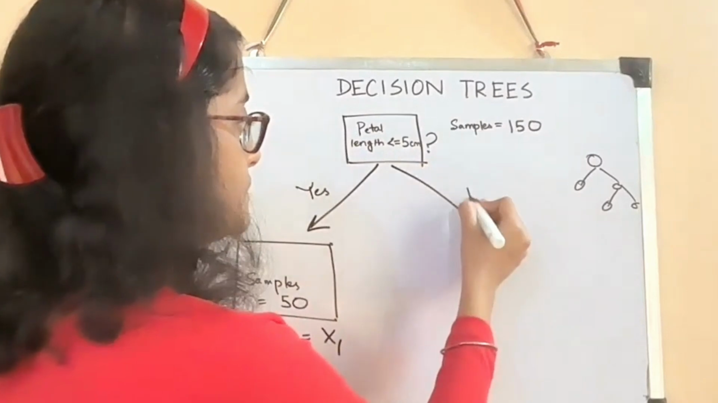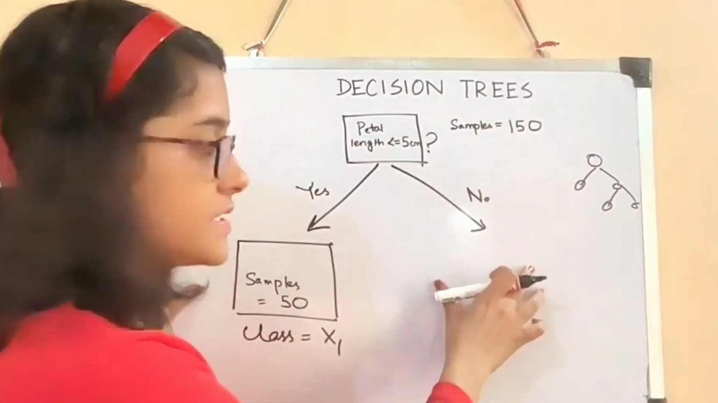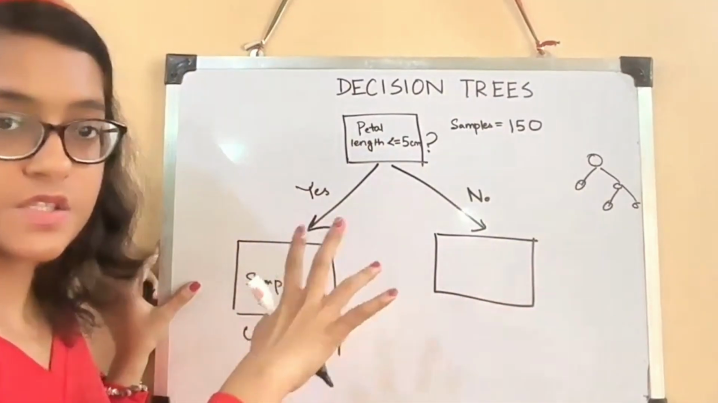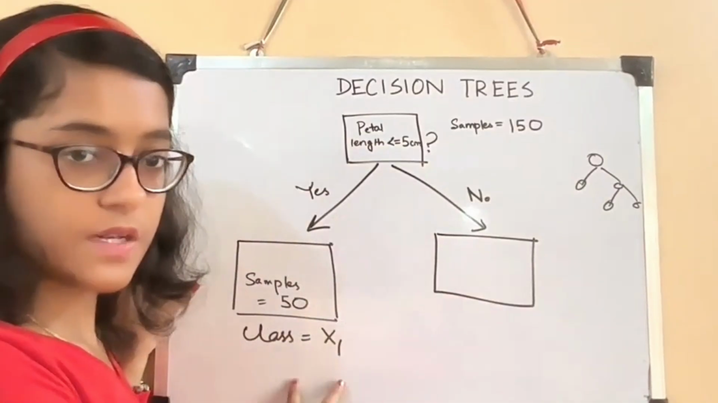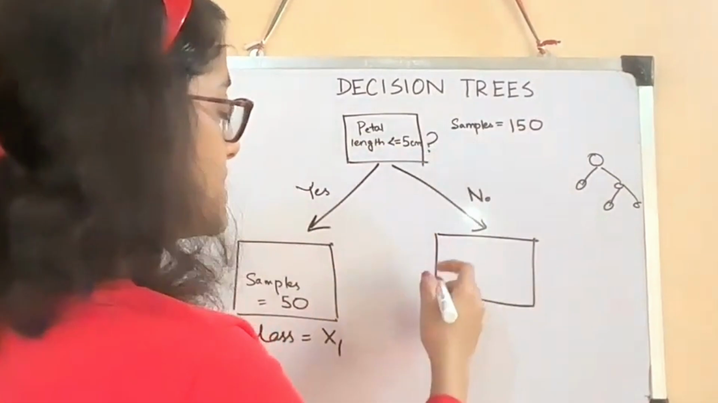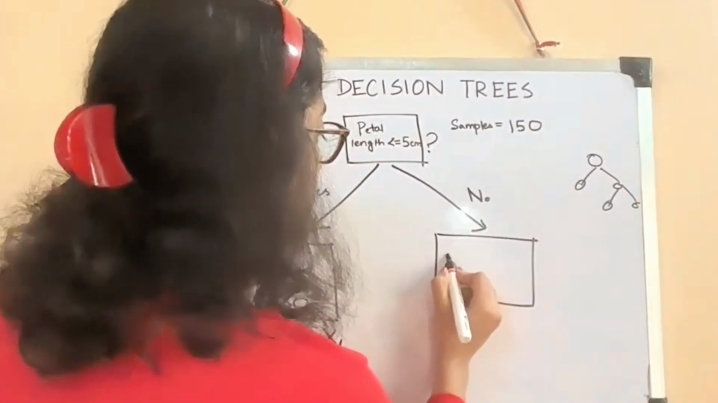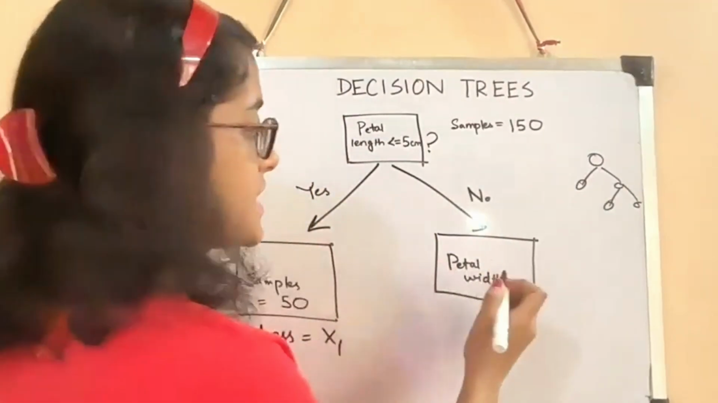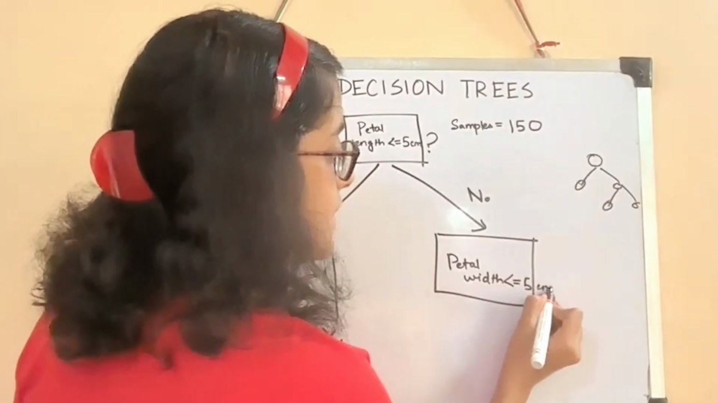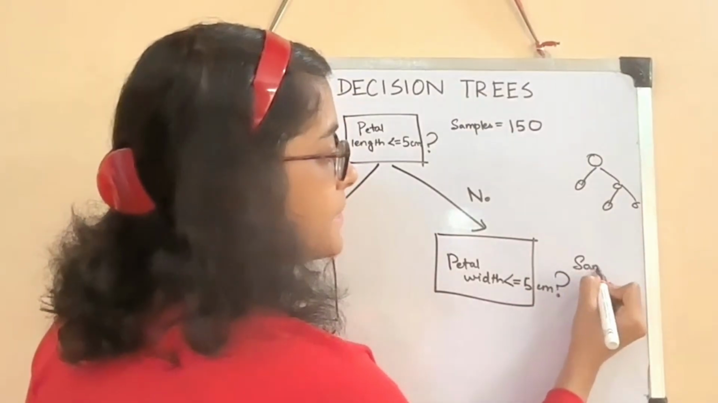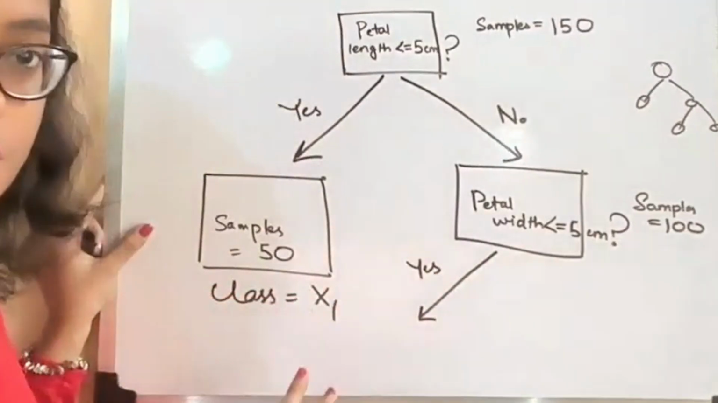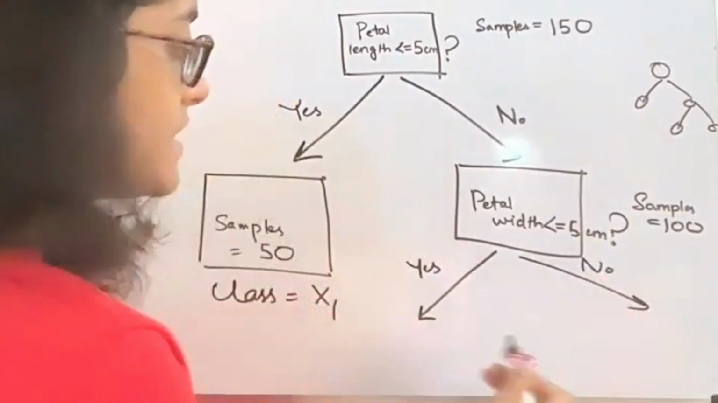Now let's say no. So we know now this has 100 samples, and we have 2 classes here. Some are x2, some are x3, based on the x1 class, x2 class, and x3 class. So here, the next question we are going to ask, because we have not reached a single class at this node, is whether the petal width is less than or equal to 5 centimeters. We know the total samples here is 100. Great. So now we ask this question, and this is going to be yes for some and no for the rest.